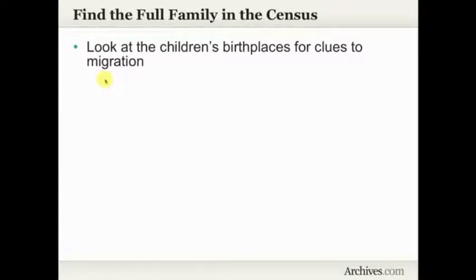Also, find the full family in the census. It's very easy and it's very tempting to find your ancestor in a census, and then you go back a couple census years, you skip a couple, and you find that ancestor with their parents, and that's it. But look for all of those censuses so that you can get as many of the children in the household as possible. And look at all of the children's birthplaces for clues to migration, not only about where the parents were born, but also as that family moves across the United States.